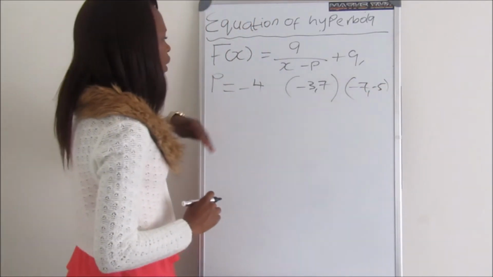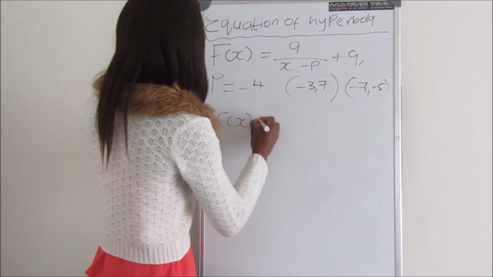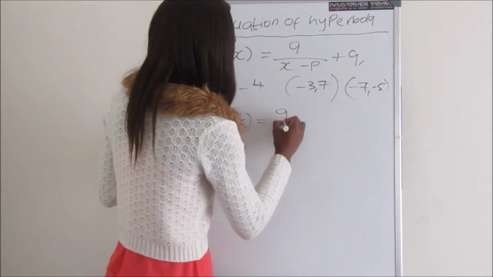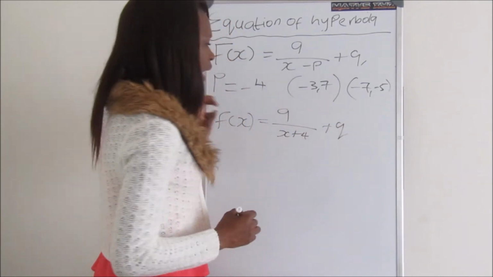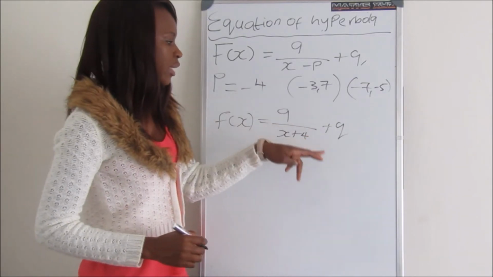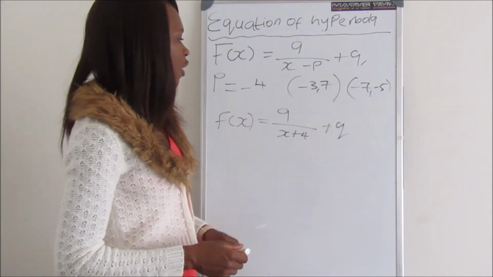Then to solve this one, we first substitute the vertical asymptote into the equation, and we will have f(x) = a divided by (x + 4) plus q. We are left with two unknowns in the equation. Then to find the two unknowns, we use these two other points on the graph so that we can solve for them.